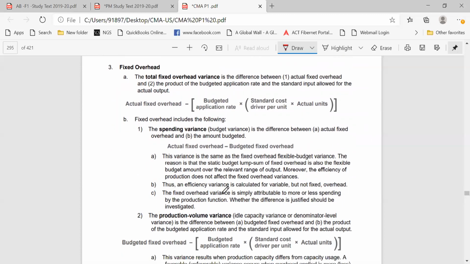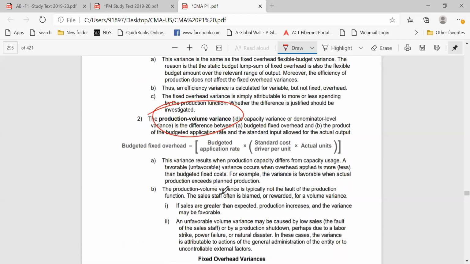Here it's easier. You have spending variance and production volume variance. See the minus and plus here. Actual fixed overhead minus budgeted fixed overhead. Actual fixed overhead minus budgeted fixed overhead. You will get your budget spending variance, the fixed overhead spending variance, directly. It's a direct formula. It is not multiplication, there is nothing like that here.